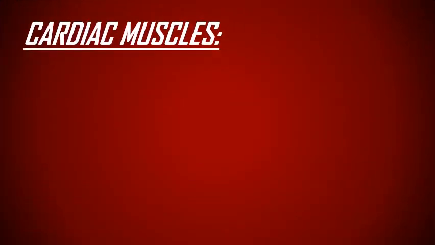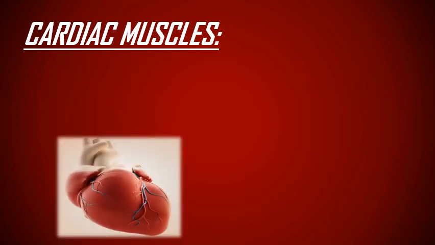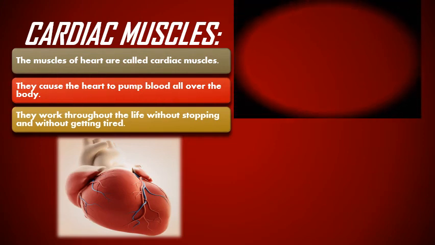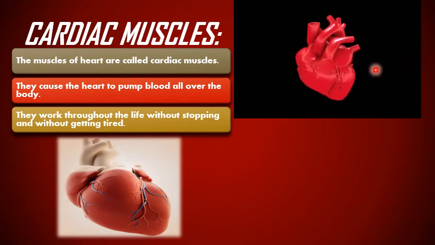So here comes the last type of muscles, and that is cardiac muscles. Whenever you see the word cardiac, that indicates heart. For example, a cardiologist is the doctor who is a heart specialist. Here are the points. The muscles of the heart are called cardiac muscles. They cause the heart to pump blood all over the body. For example, we know that our heart has a heartbeat, or it contracts. By this contraction it pumps the blood and sends it all over our body. They work throughout life without stopping or getting tired.